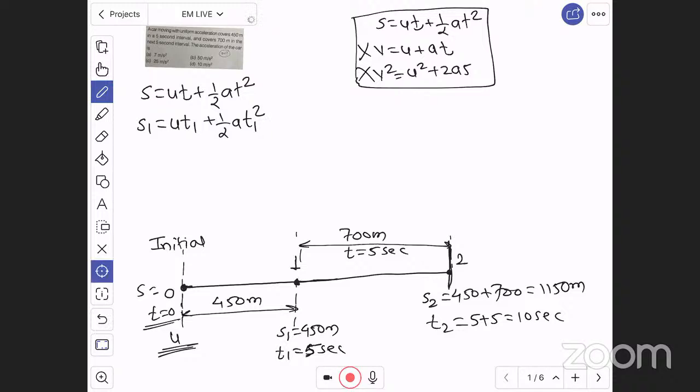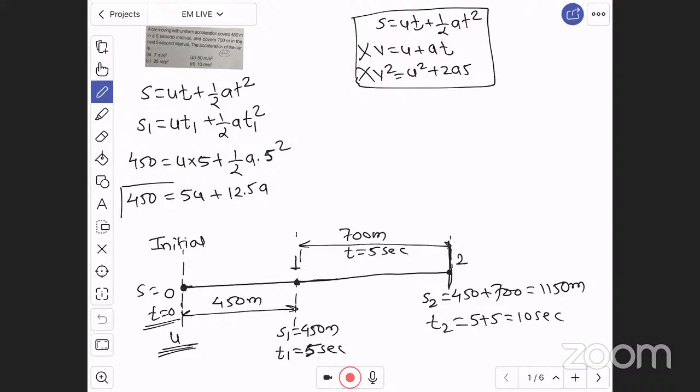Now put here, S1 is 450, T1 is 5 seconds. Therefore, 450 is equal to u into 5 plus 1 half a into 5 square. Therefore, I will get 450 is equal to 5u plus, 5 square means 25, 25 divided by 2 is 12.5, so 12.5a. This will be your first equation.